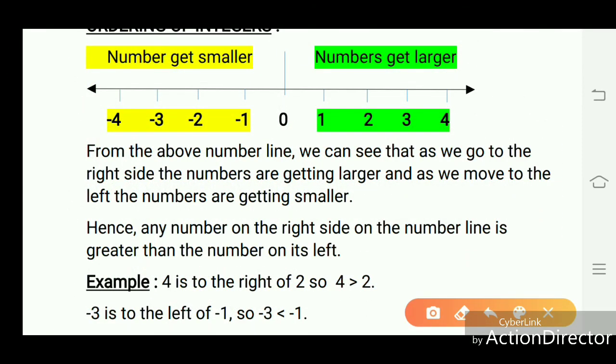I solve some examples related to the number line. Example: 4 is to the right of 2, so 4 is greater than 2. Here 4 is on the right hand side of 2, so 4 is greater than 2. Another example: minus 3 is to the left of minus 1. Minus 3 is left of minus 1. So minus 3 is smaller than minus 1.